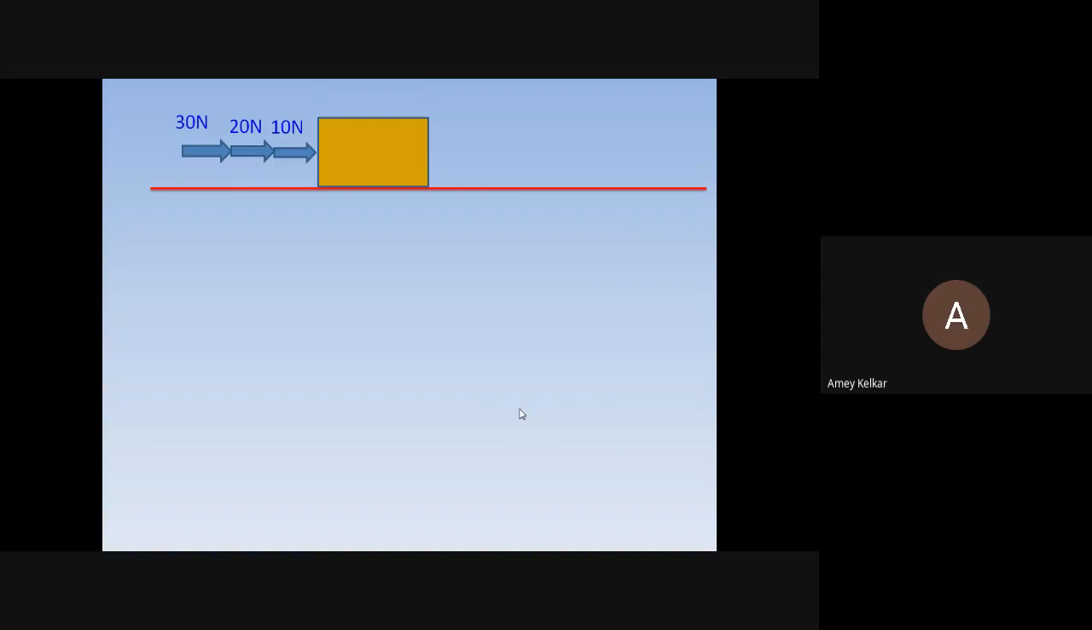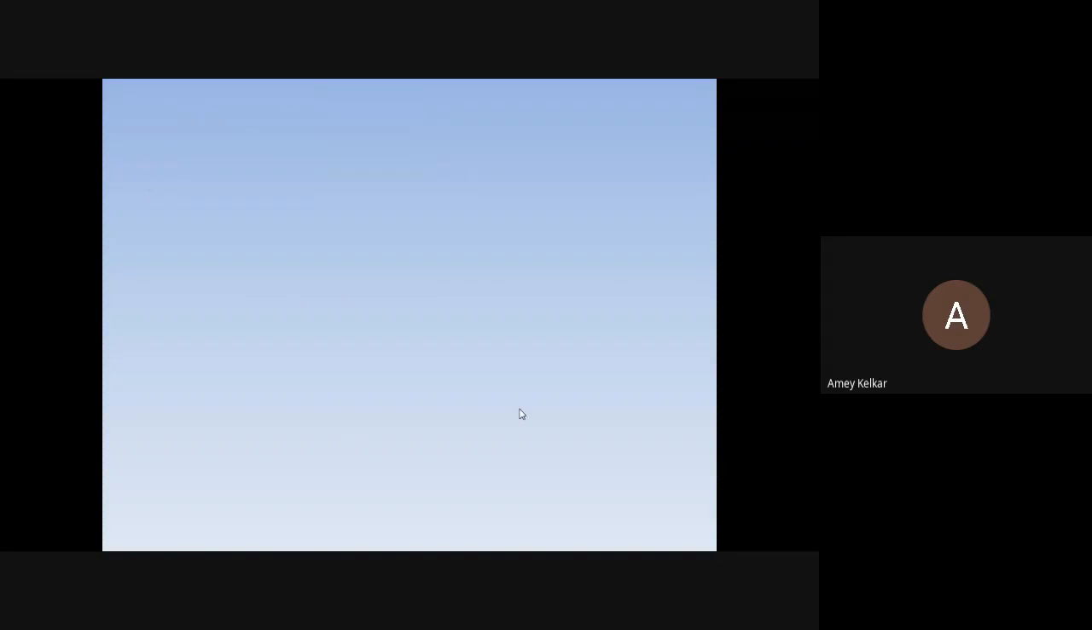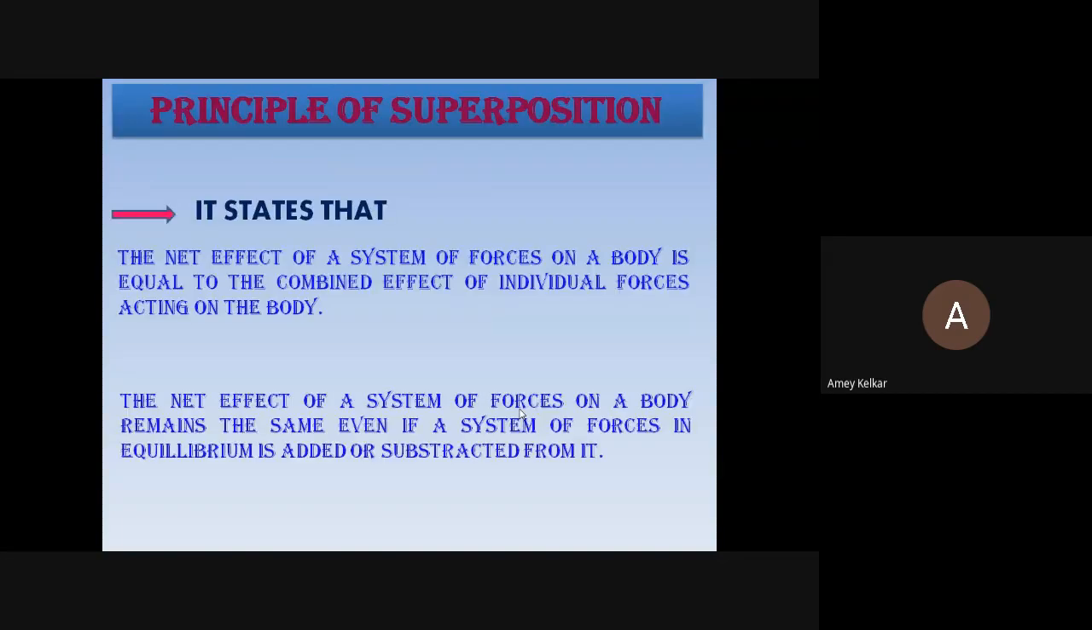So this was the first case where there is a system of forces. We have three forces acting on the body, and together they are pushing the body towards the right side. In the next case, instead of taking a system, I took one individual force which has the same effect, and I found that they are doing the same work. So this is the principle of superposition. It's asked in the exam regularly. I'll share this definition. So remember this principle of superposition.